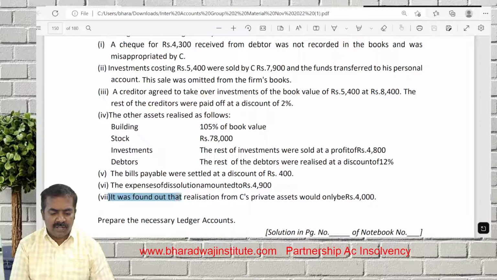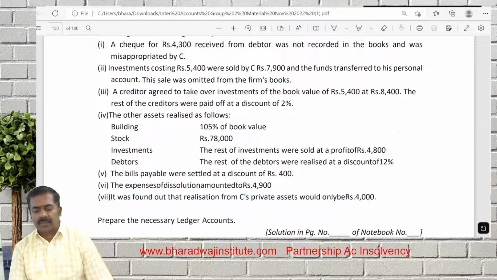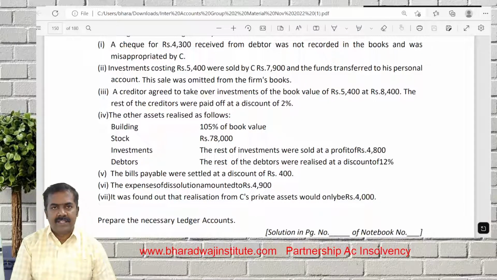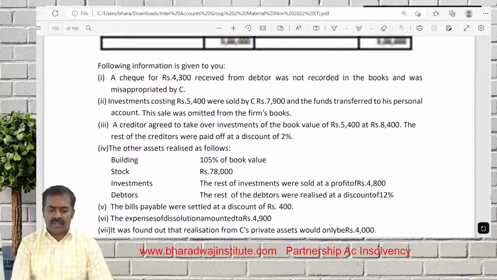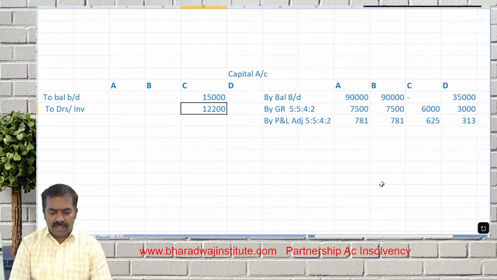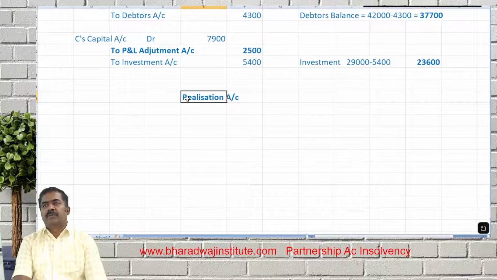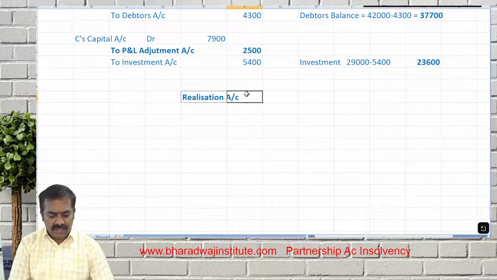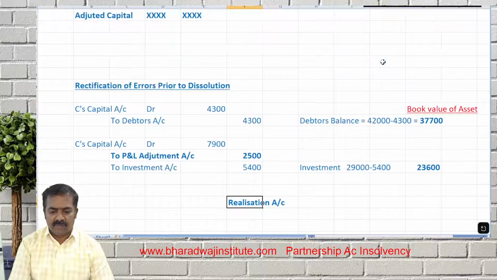It was found that the realization from C's private assets would be only how much? 4,000. Who became insolvent here? C became insolvent. That loss has to be shared. So before all these things, before recording the insolvency, let us prepare which account? The realization account. Transfer assets. Let us start. Now let us start together.